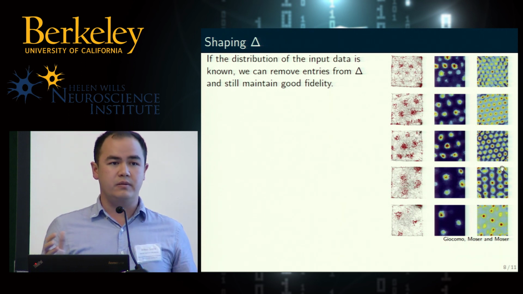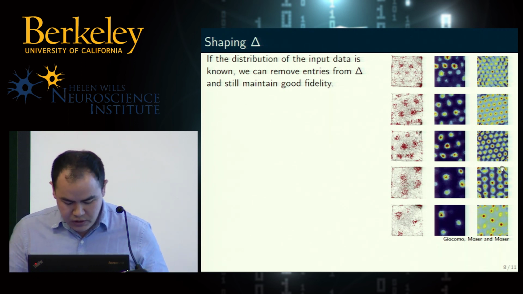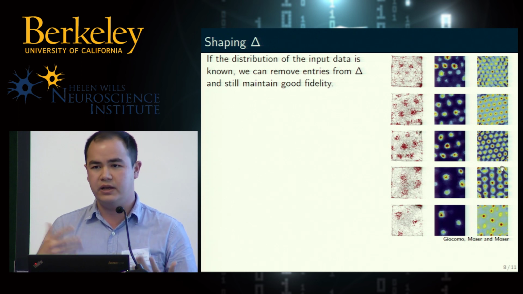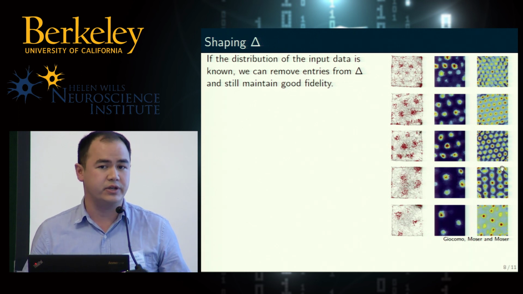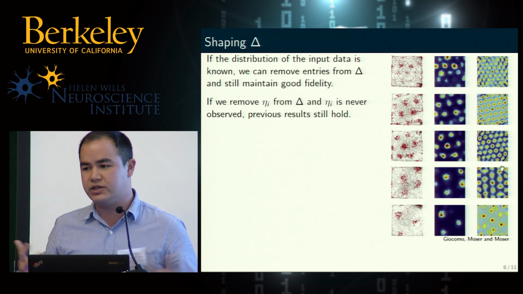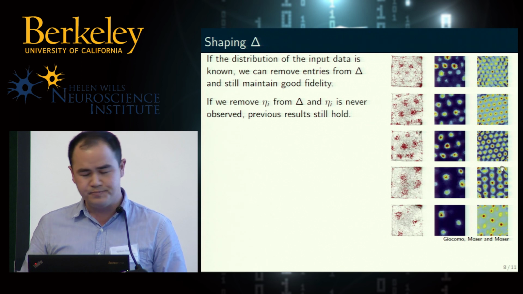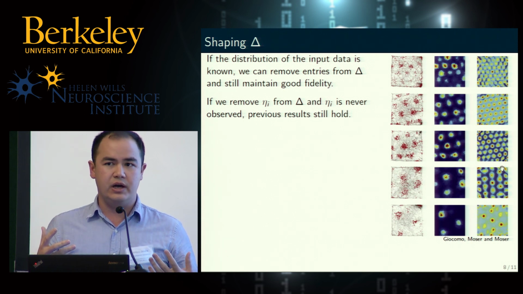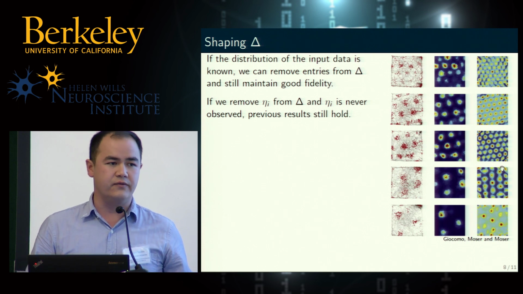So the first one is sort of a classic idea. If you know the distribution of your inputs, you can shape the fidelity of your coding to match that distribution. In particular, if we remove stuff that we never see, that's just impossible because of the structure of our input, then we can do this reduction without losing any information.